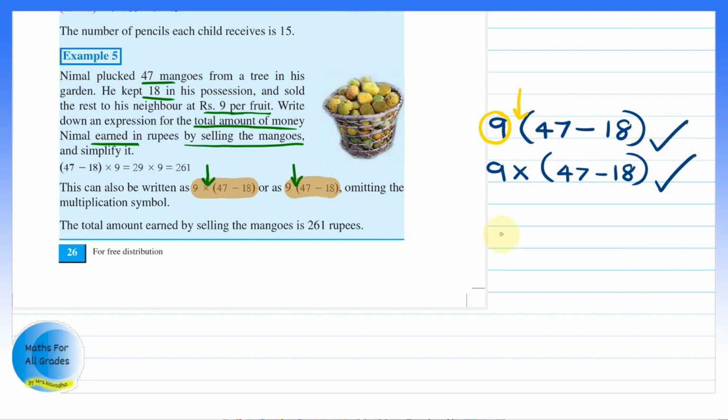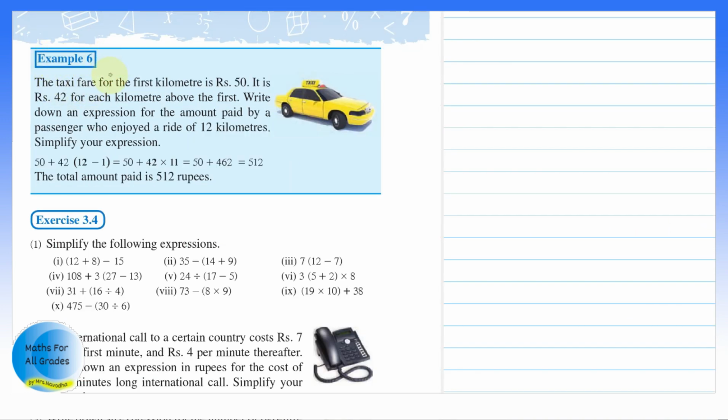Okay, now let's write some expressions like this. 2 times (11 minus 3). How can you write this? You can omit this multiplication, or you can remove this multiplication and just write down 2 and then 11 minus 3 within brackets. So these are the same. Example number 6.